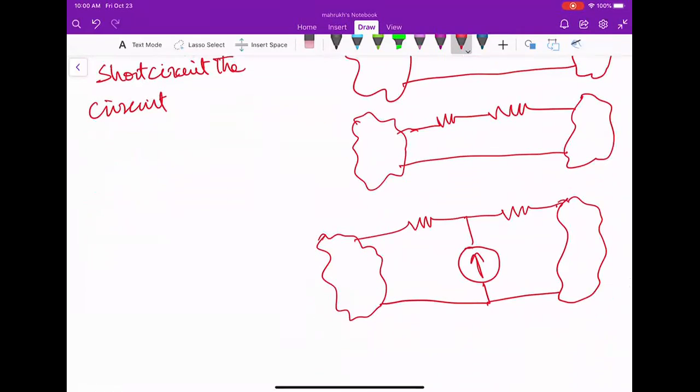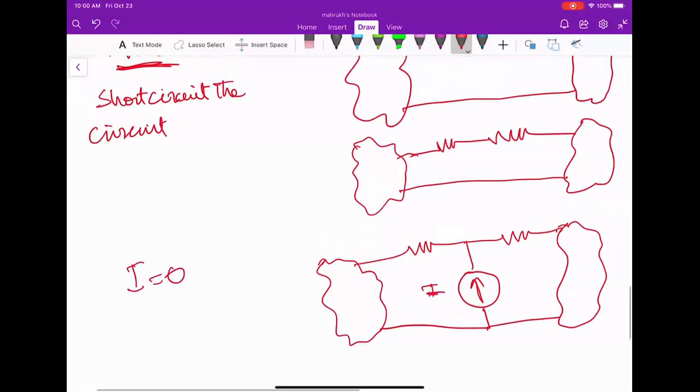Okay. So this is my current source. Let's say I want to nullify its contribution. What should I do? Nullifying means that I should be 0. This current should not provide anything to this circuit.